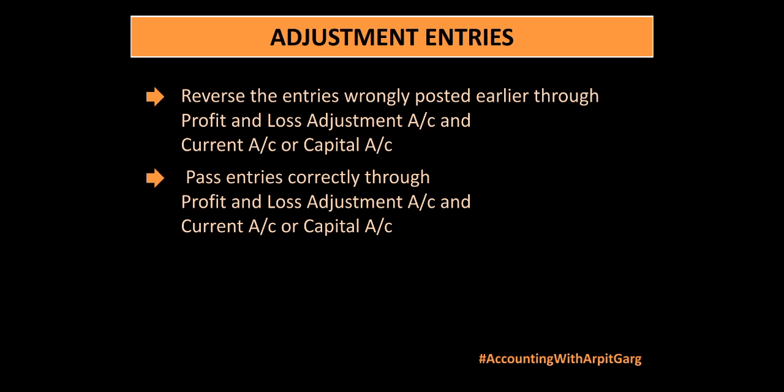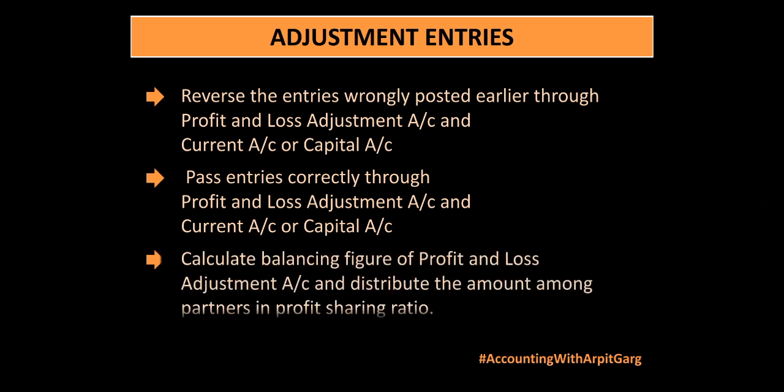Now suppose I am giving salary. So while giving salary, I will credit the partner's capital account or partner's current account. So here we need to write something on debit side, so on debit side we will write profit and loss adjustment account. You can say that this is a temporary account, profit and loss adjustment account, opened to rectify the errors, to adjust the effects.